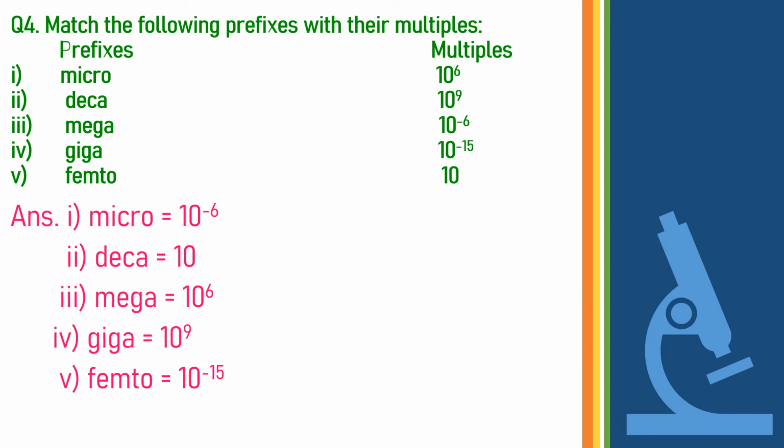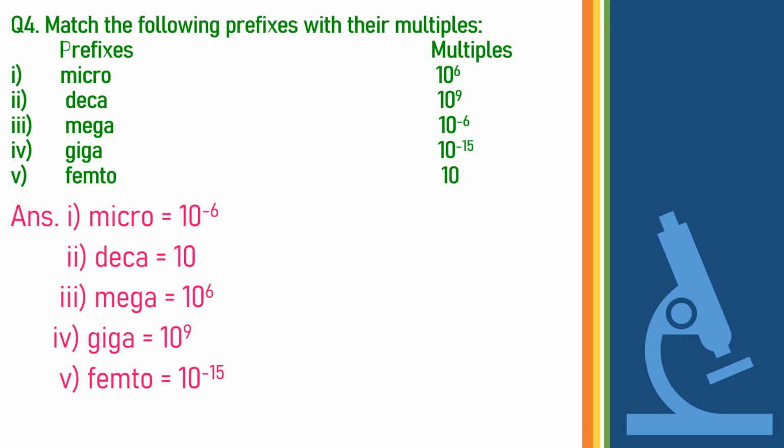Let us proceed to our next question. Prefixes and multiples are given, and you have to match both of them. First one is micro. Micro is 10 to the power minus 6. Second, deca. Deca is 10 to the power 1. Third, mega. Mega is 10 to the power 6. Fourth, giga. Giga is 10 to the power 9. And the last one, femto, is 10 to the power minus 15.